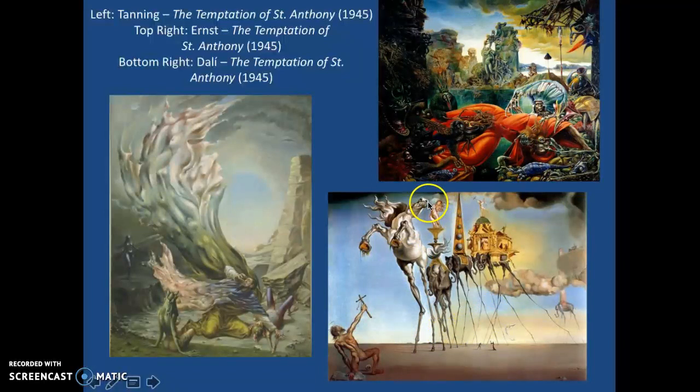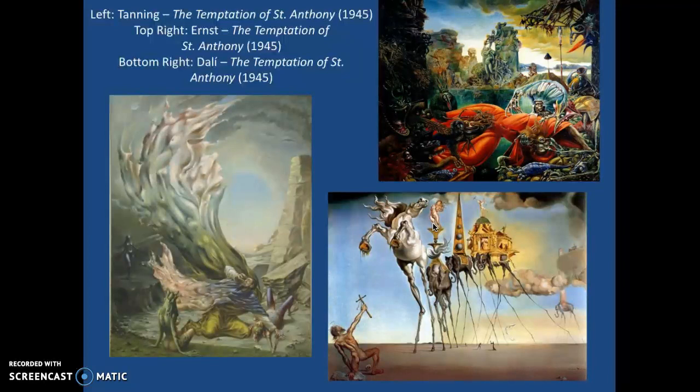Again, a female figure. This is a very prominent interpretation with the surrealists, is that the feminine wiles are a temptation, which is interesting, I think, in particular from Tanning, because as one of the few women in the surrealist movement, for her to kind of go with that is a fascinating perspective.